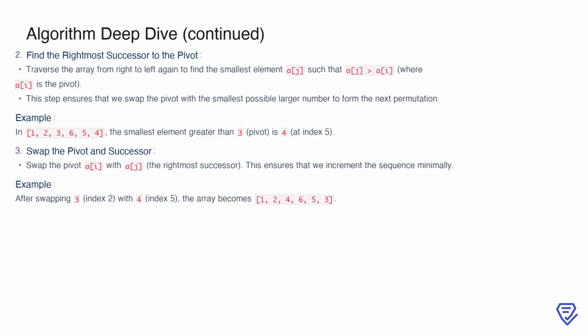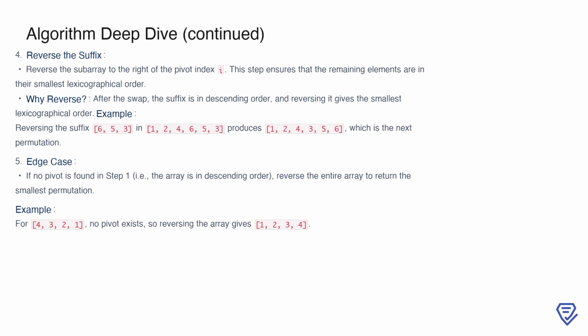For instance, in the array 1, 2, 3, 6, 5, 4, the smallest number greater than the pivot, 3, is 4, which is located at index 5. Once we identify it, we swap the pivot, 3, with its successor, 4. The array now becomes 1, 2, 4, 6, 5, 3. This swap guarantees that the sequence is incremented while keeping the change minimal.